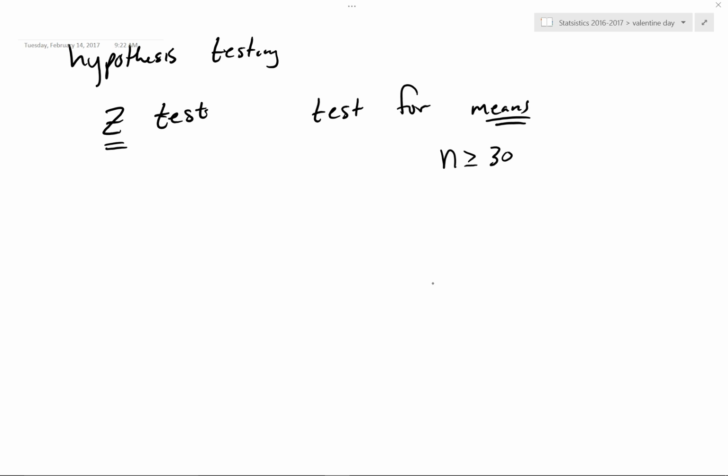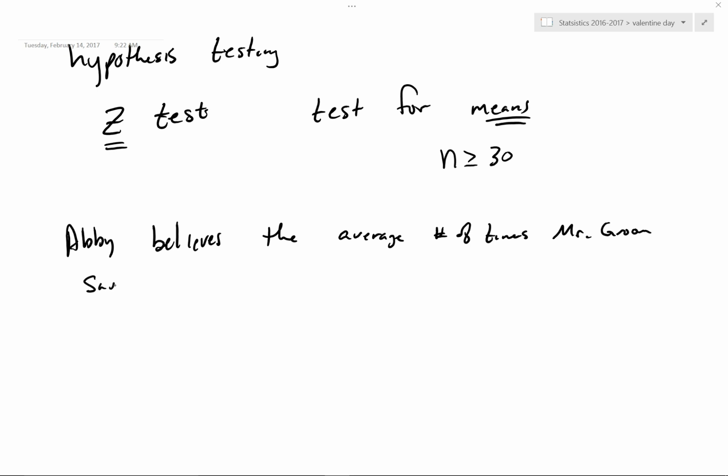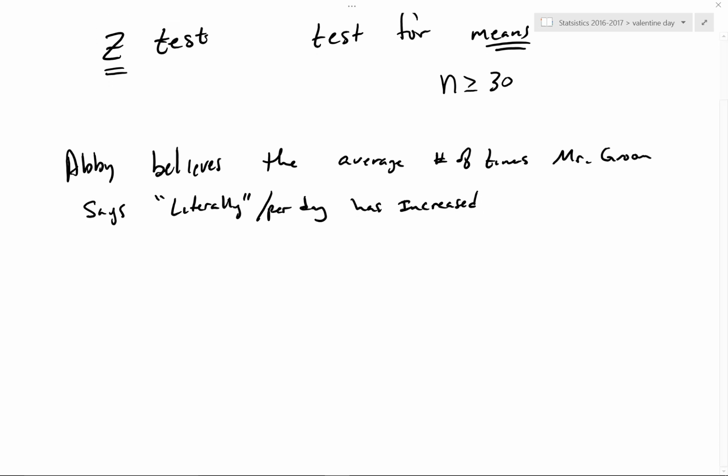Watch me spin a yarn for you. Abby believes, by the way, is Abby free to believe whatever she wants to believe? Yeah. Now, why might she feel this way? She's been doing this for a long time, and she just knows. She has a feeling, women's intuition, a lot of experience. She has a gut feeling. She believes the average number of times Mr. Grimm says literally per day has increased.